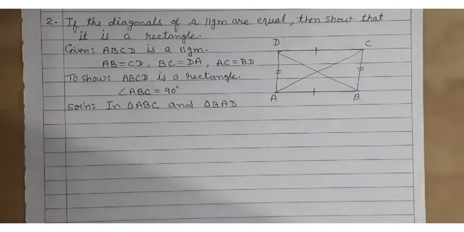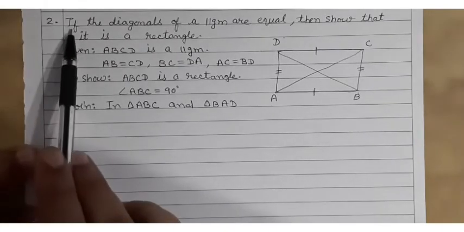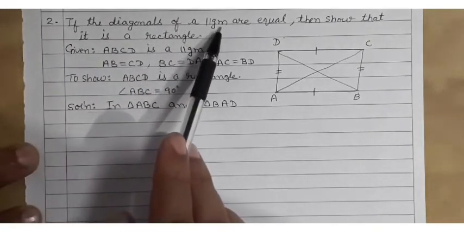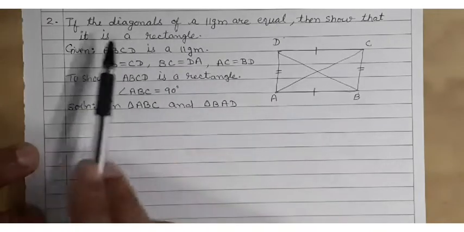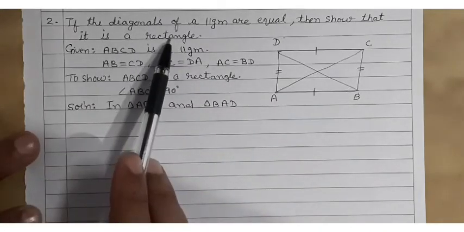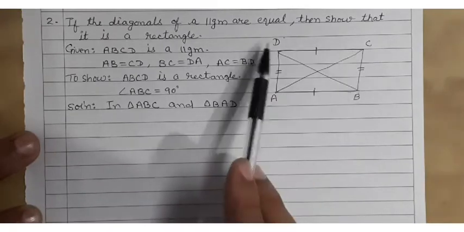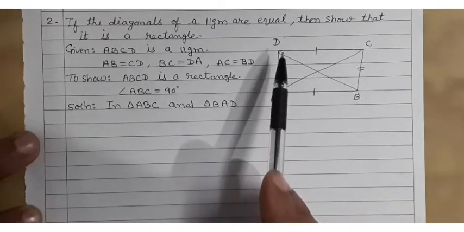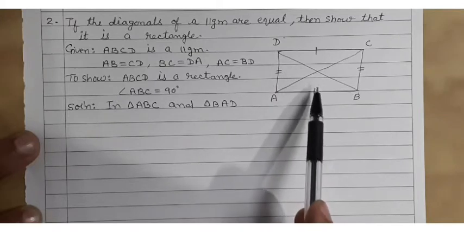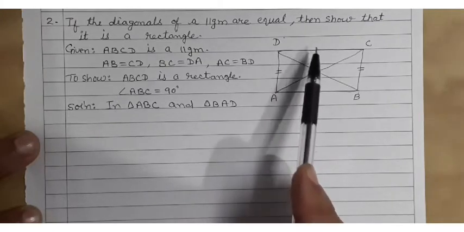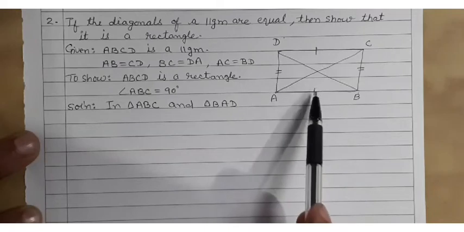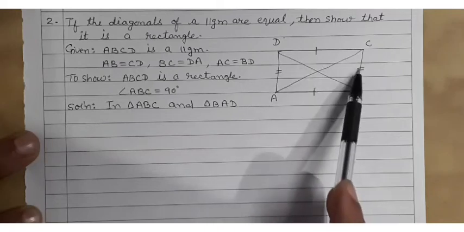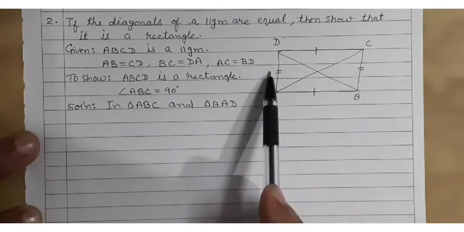Yes, question number 2 of exercise 8.1. If the diagonals of a parallelogram are equal, then show that it is a rectangle. Okay, this is the parallelogram ABCD. Its diagonals are AC and BD. And in a parallelogram, what we know is opposite sides are equal and parallel. See, these two opposites are equal and parallel, and these two are also equal and parallel.